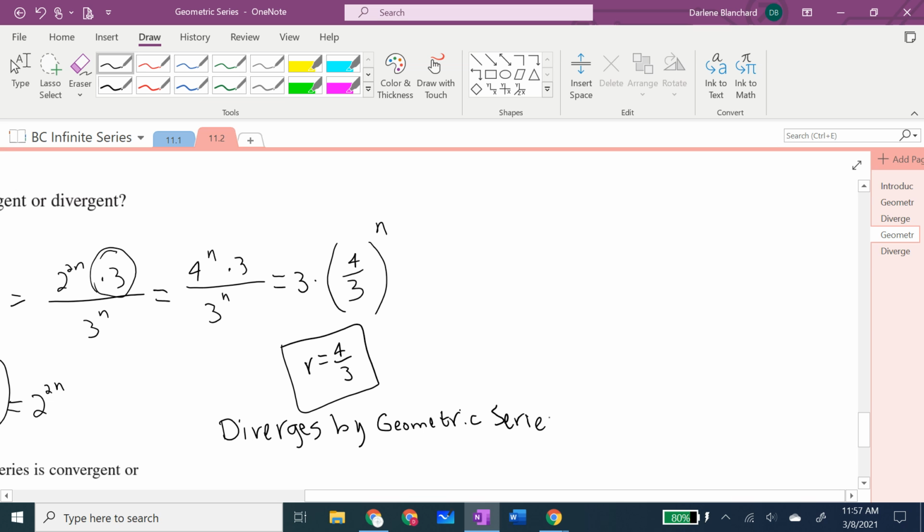Was that a hand? Yeah. So Miss Blanchard, with the original equation that we found, when you're trying to find like the sigma, isn't it AR to the n minus 1? So why are you finding the n exponent to the n minus 1? Good question.